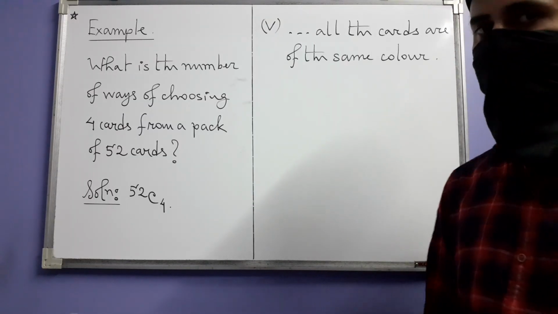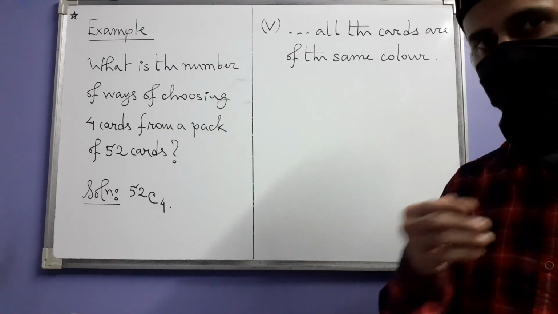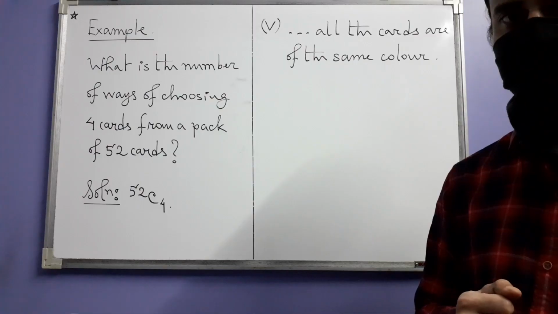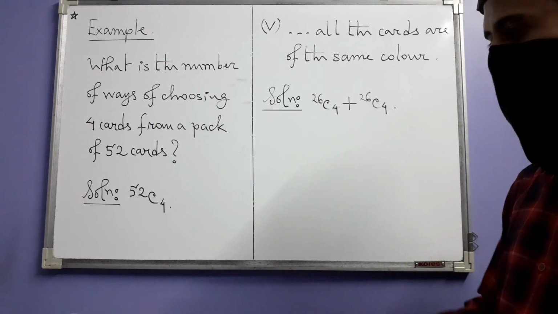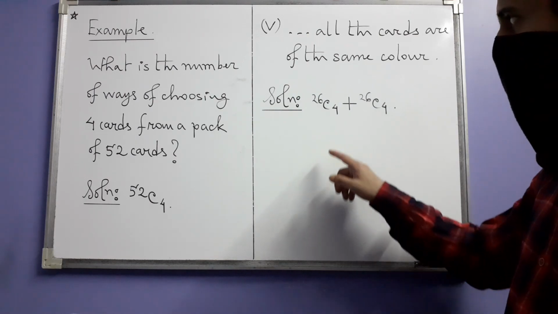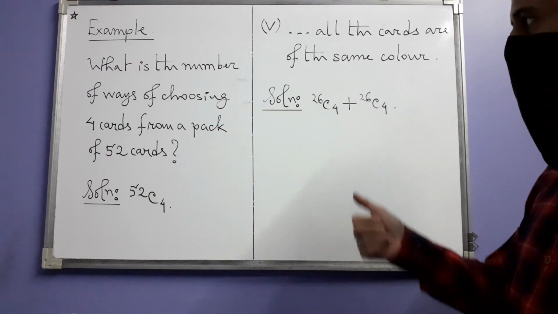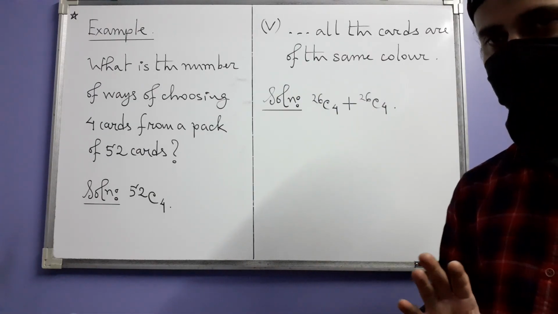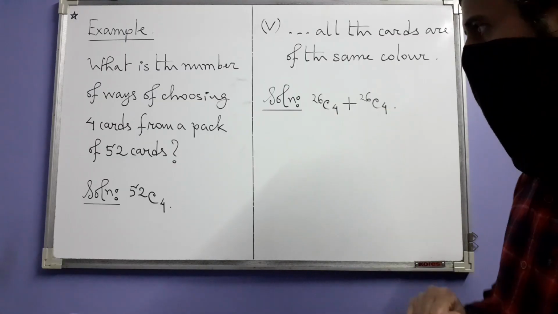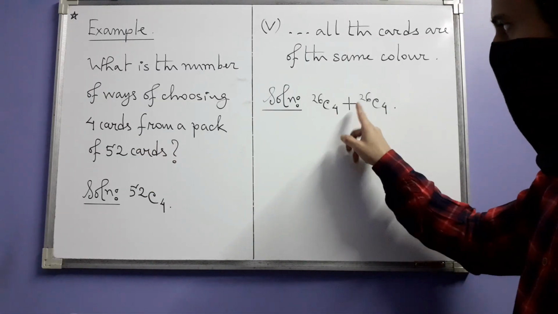And finally we have part 5, where we need in each of our choices that all the cards be of the same color. There are 26 red cards, so if all our chosen cards are red, then that can be done in 26C4 ways. Similarly, for the blacks also we will get 26C4. And we have to add here because this 4 is complete, unlike those 2 and 2 that make up the 4, that is why we are adding.